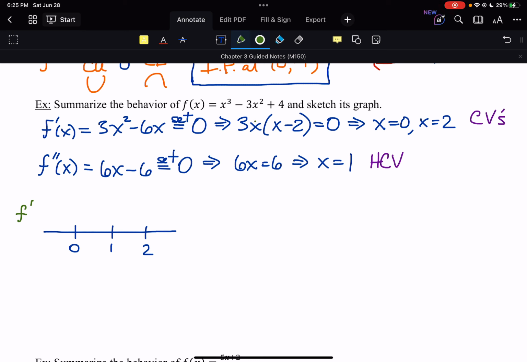So pick a value less than 0. That's going to be a negative and a negative, which is a positive. Between 0 and 1, take like 1/2. That's positive 3/2 and negative 3/2. So that's a negative. Between 1 and 2, let's see. Well, this is the same interval, right? For these two, it's just between 0 and 2. So it's the same thing. And then greater than 2, we get a positive and a positive. So we're going increasing, decreasing, increasing.